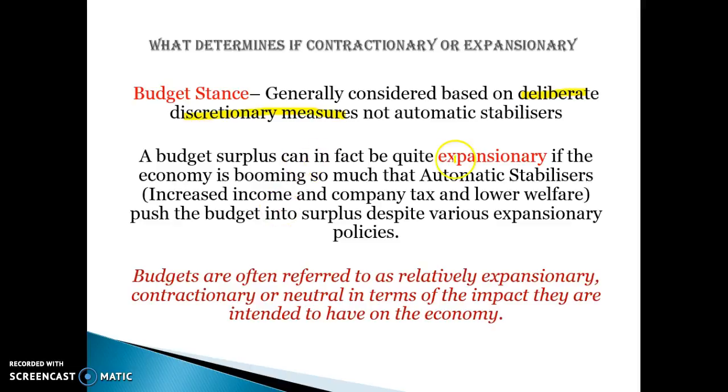So a budget surplus can in fact be quite expansionary if the economy is booming so much, if the government's collecting so much income tax, so much company tax, and paying barely any welfare, but they're still employing expansionary policies. So if our economy was in the midst of a peak, let's say we were growing at 10%, even if the government was employing expansionary discretionary policy after expansionary policy, spending money on infrastructure, cutting taxes, we're still likely to have a surplus because we're collecting so much money in income and company tax and paying so little welfare. So budgets are often referred to as relatively expansionary, contractionary, or neutral in terms of the impact they have on the economy, and we generally look at the discretionary measures within the budget.